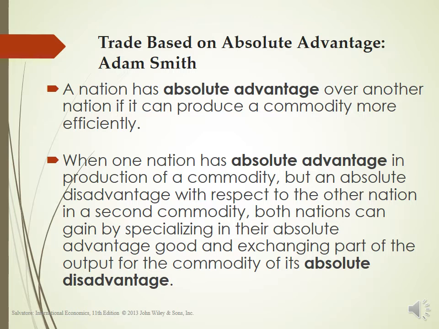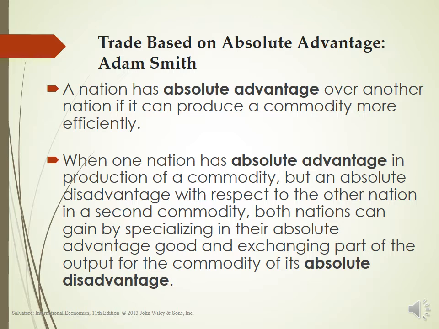another in the production of one commodity, but is less efficient than or has an absolute disadvantage with respect to the other nation in producing a second commodity, then both nations can gain by each specializing in the production of the commodity of its absolute advantage and exchanging part of its output with the other nation for the commodity of its absolute advantage. By this process, resources are utilized in a more efficient way and output of both commodities will rise.